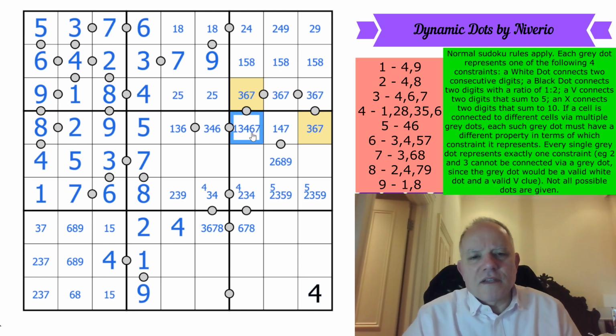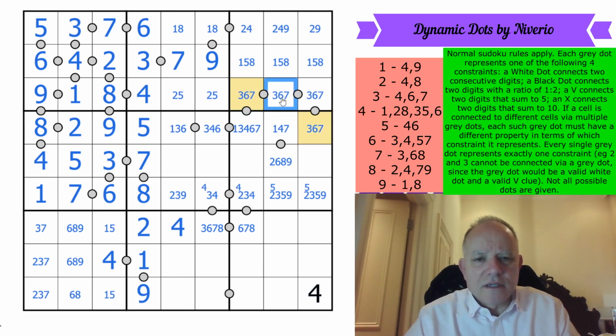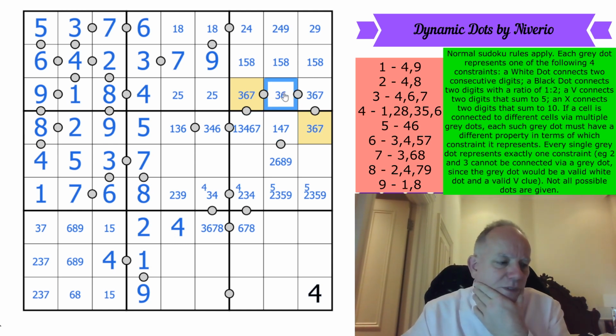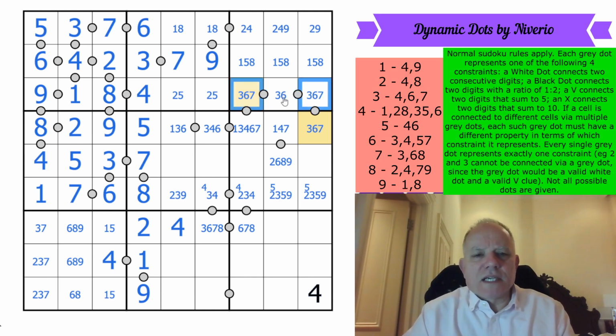Can this be 7? If that's 7, that's 7. If that's 7, that's 7. That's weird. Both of those are true though. So whichever of these is 7, that's never 7, because it's either connected by a double white dot to there, or it sees that. So that's never a 7. This is 3 or 6, right? 3 would be sitting, well, obviously in the middle of 6, 7, and 6 would be in the middle of 3, 7.